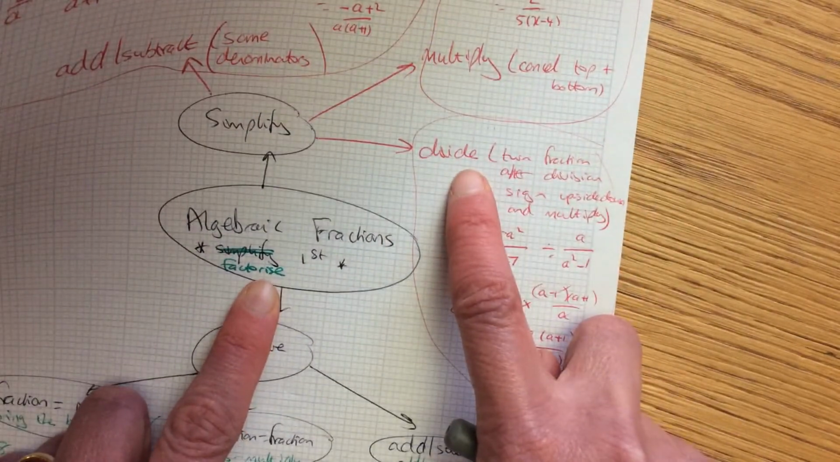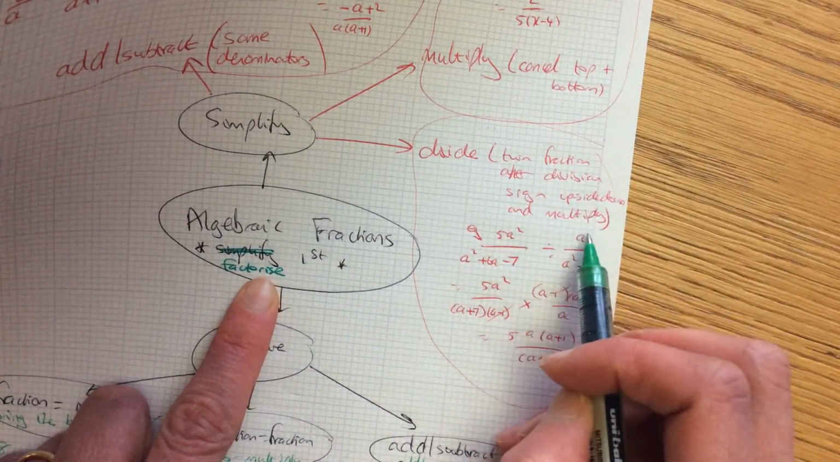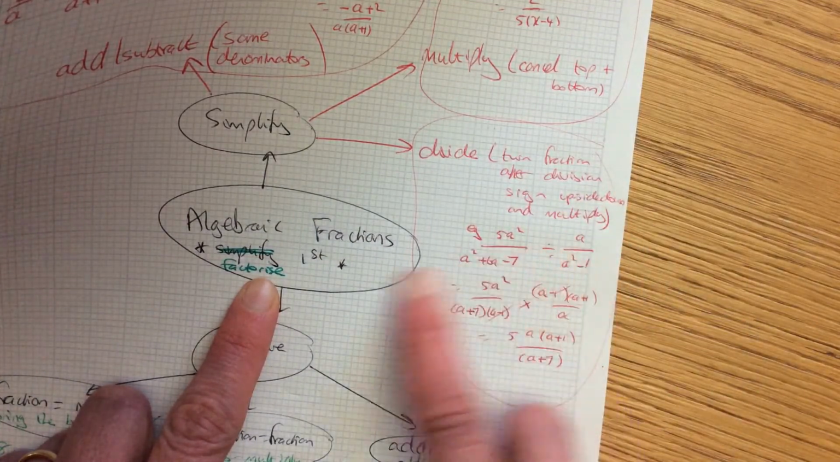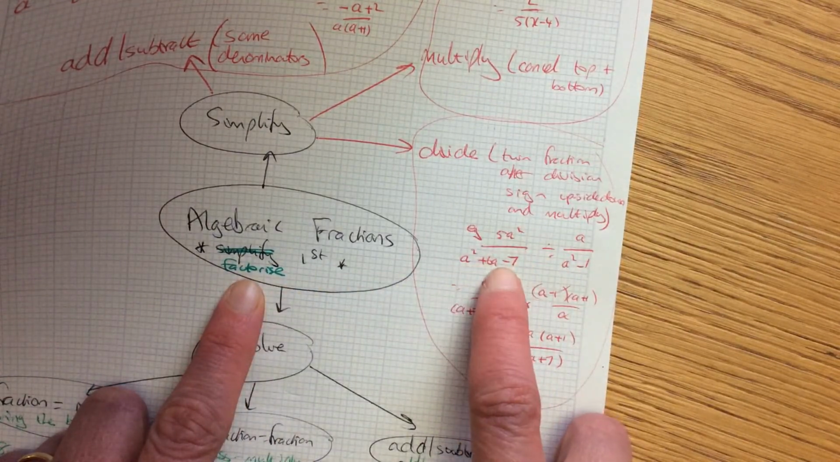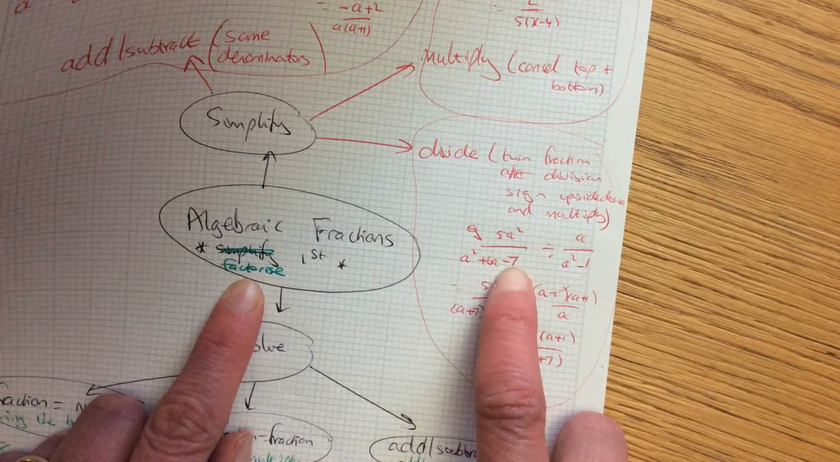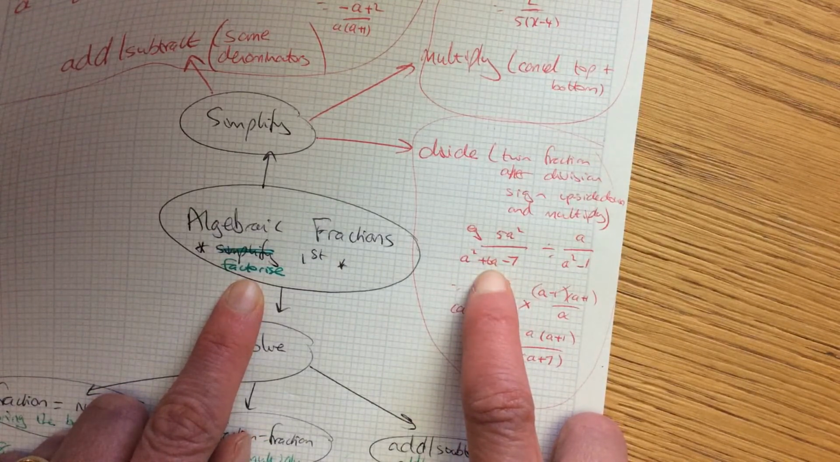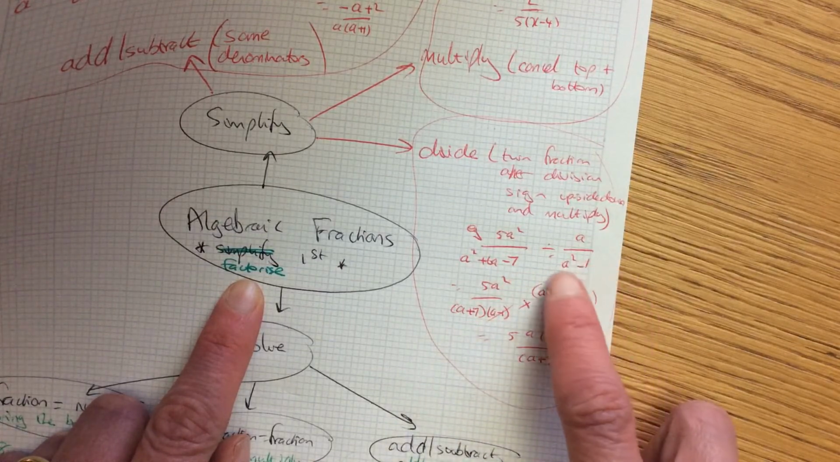If you're asked to divide, you turn the fraction after the division sign upside down and multiply. But you remember what I keep saying? Factorise first. So factorise this. It's an easy quadratic. What multiplies to give 7 and adds to give 6? Well, it's plus 7 minus 1. So a plus 7, a minus 1.